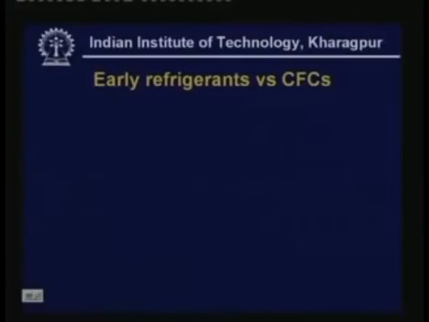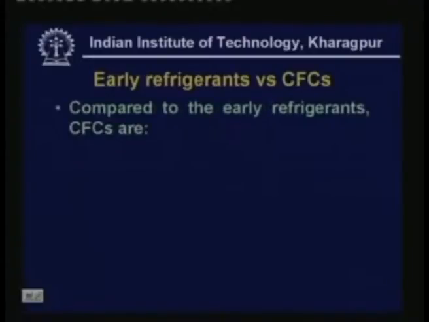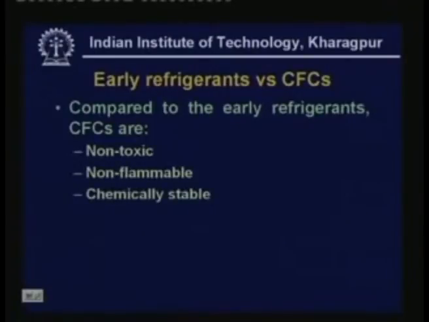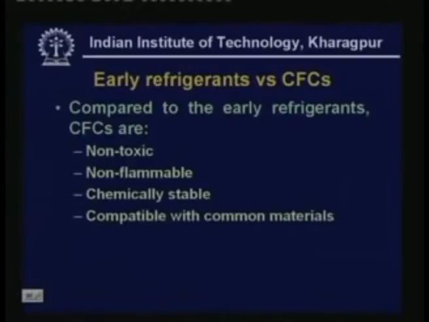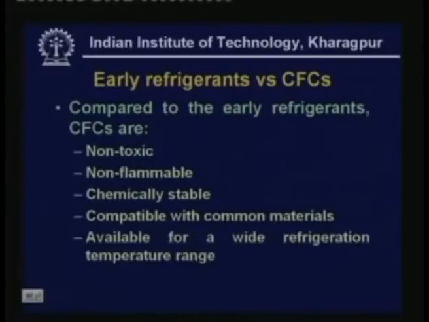Now let us look at how CFCs compare with the early refrigerants. Compared to the early refrigerants, CFCs are non-toxic, they are non-flammable, they are chemically stable, they are compatible with common materials, and they are available for a wide refrigeration temperature range. So you can see that almost all the perceived problems of the early refrigerants were in fact eliminated by these new working fluids.